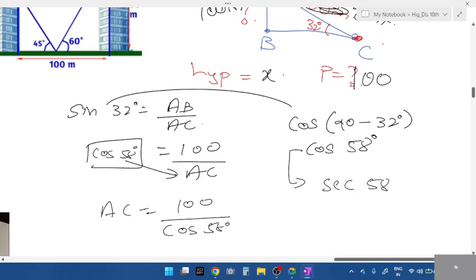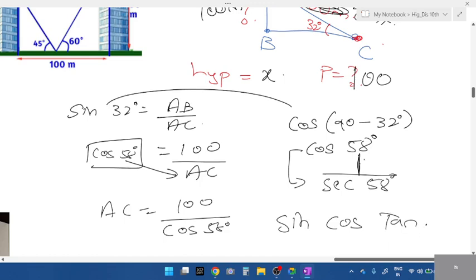Sec 58, right? 1 by sec 58. Do we have any table for sec 58? Secant value? Check. We don't have any trigonometry value, students. We have only value for which ones? Sine, cos, and tan.